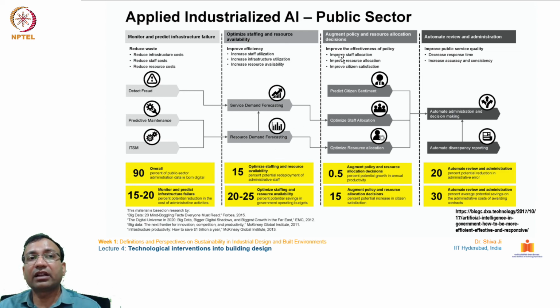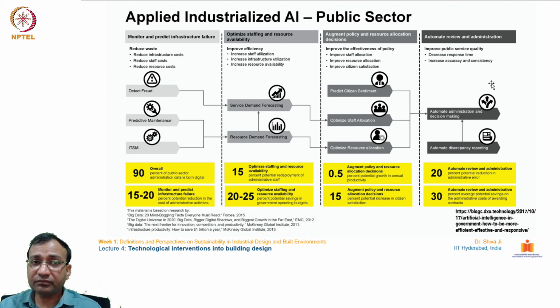The third column is about augmenting policy and resource allocation decisions: improving the effectiveness of policy, improving staff allocation, resource allocation, and citizen satisfaction in an overall sense. So these predictive steps will lead to optimized resource allocation, staff allocation, and improved citizen sentiment. Improved efficiency of the infrastructure, and repairability and maintainability will lead to a positive impression in the mindset of the community and the public at large, improving the image of the public sector.